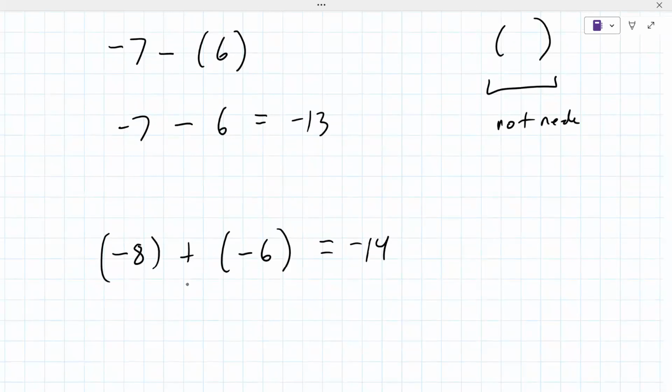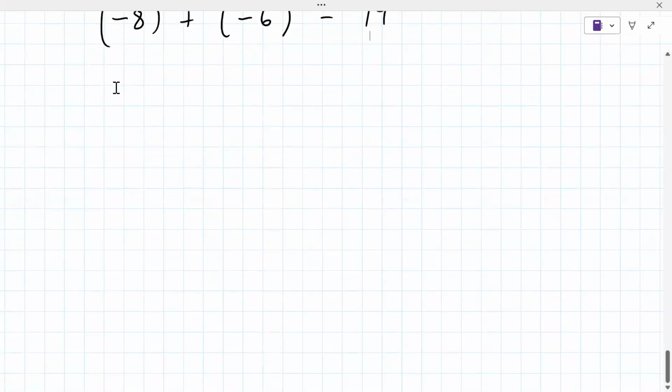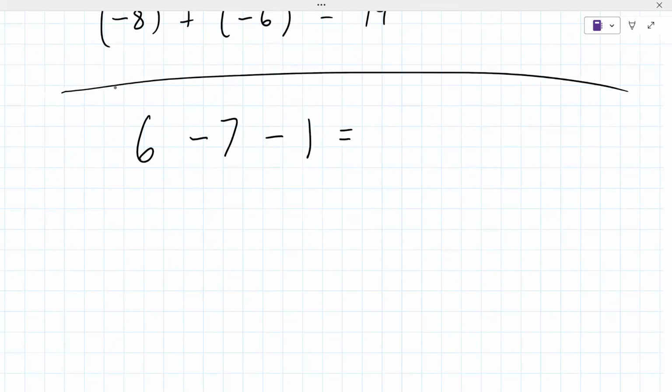Now, did you get any problems where there were more than 2 numbers that you're adding and subtracting? Yes. So you might have seen something like 6 minus 7 minus 1, like that. Okay, could you try working that out? The way to work this out is to go left to right. Zero. What is 6 minus 7? That would be -1.